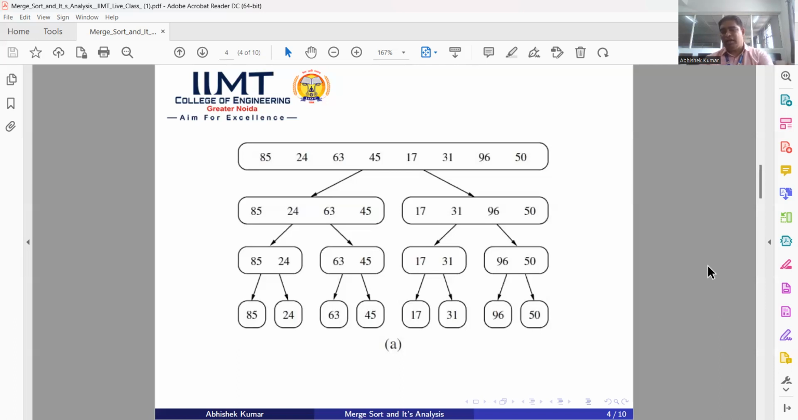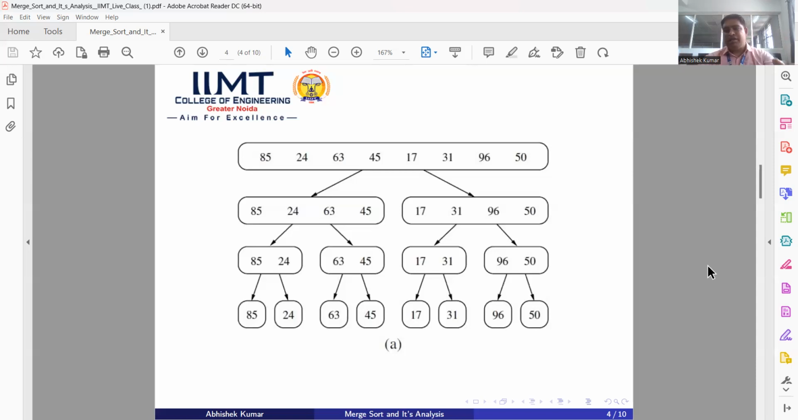Same thing we are doing in the right subsequence, that means S2. S2 also has 4 different elements. That means it is not satisfying our criteria. So again we are dividing into 2 equal halves. One is 17 and 31, and the next is 96 and 50. Now we can write this one as S11, and this one as S12. Also we can write this one as S21, and this as S22.